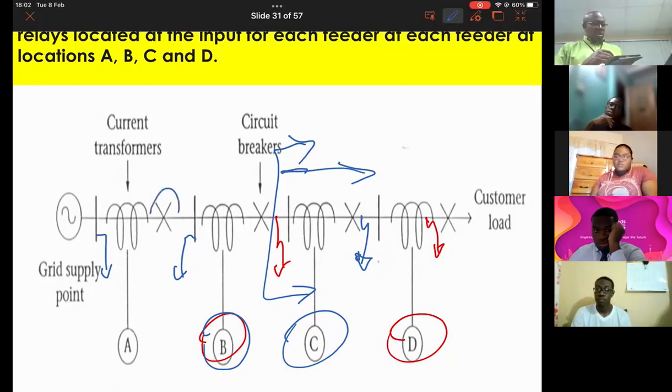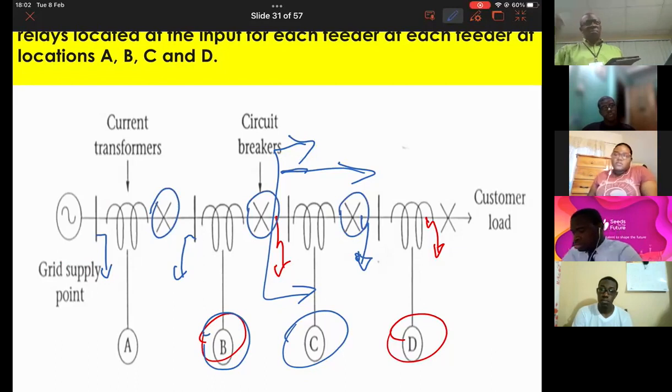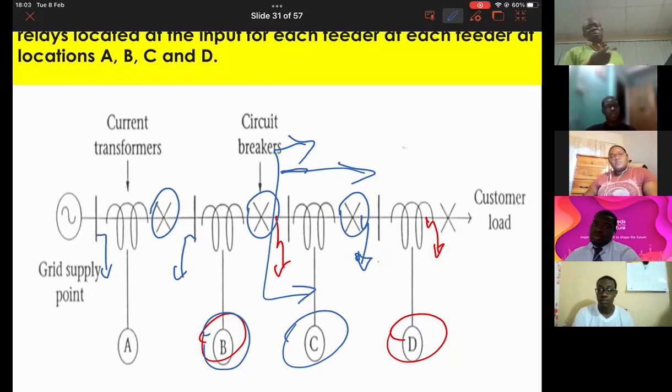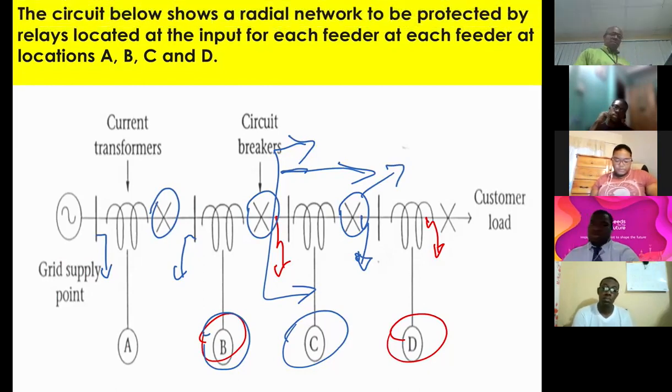I know I'm showing circuit breakers here, right? But just think of them as, I don't want to say fuses, because obviously the type of relay that I'm going to be using, which are very inverse, you wouldn't be using them with fuses. But these are those switches that are connected to the relay that will open the circuit. All right? Okay, so that's our network.